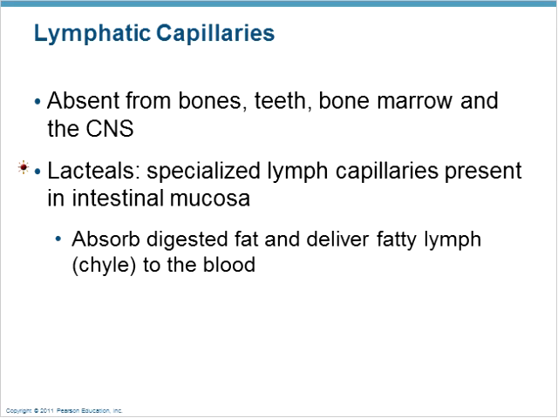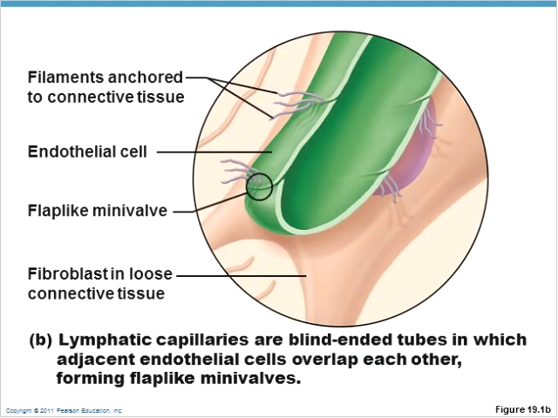Lacteals are specialized lymph capillaries present only in the intestinal mucosa, and they absorb the digested fat and deliver fatty lymph, chyle, to the blood. We talk about the filaments anchored in the connective tissue. There's that endothelial cell, that flap-like mini-valve we talked about, and the fibroblasts in the loose connective tissue.